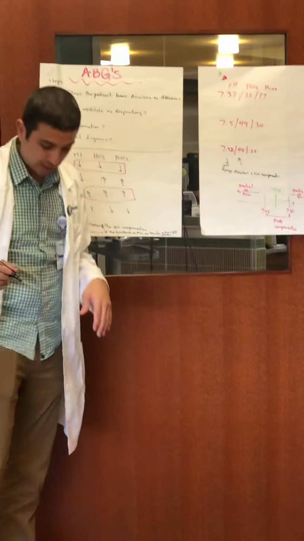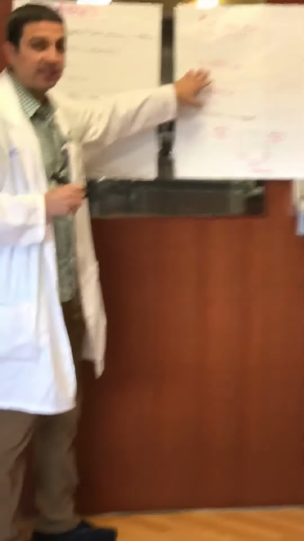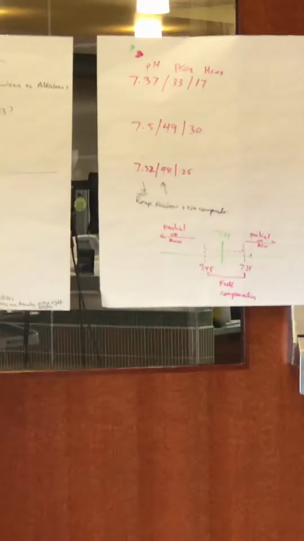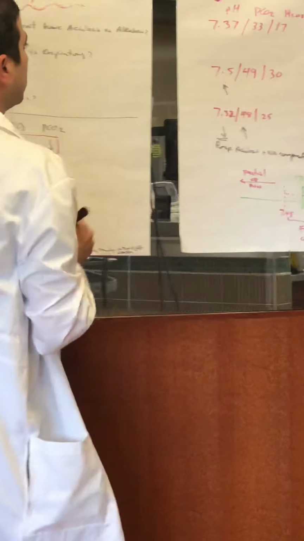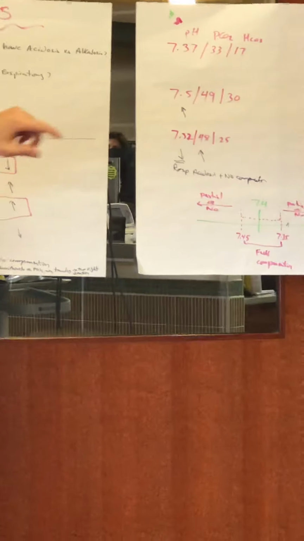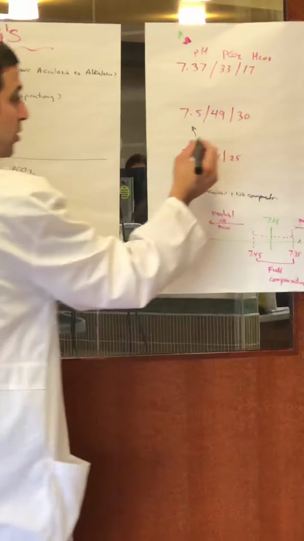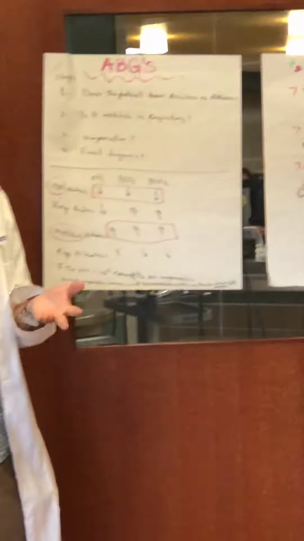Okay? Let's go up to the second example. This patient has a pH of 7.5. So does this patient have acidosis or alkalosis? It's alkalosis because the pH is up. Let's look at the bicarbonate, the CO2. The CO2 is up, so good.